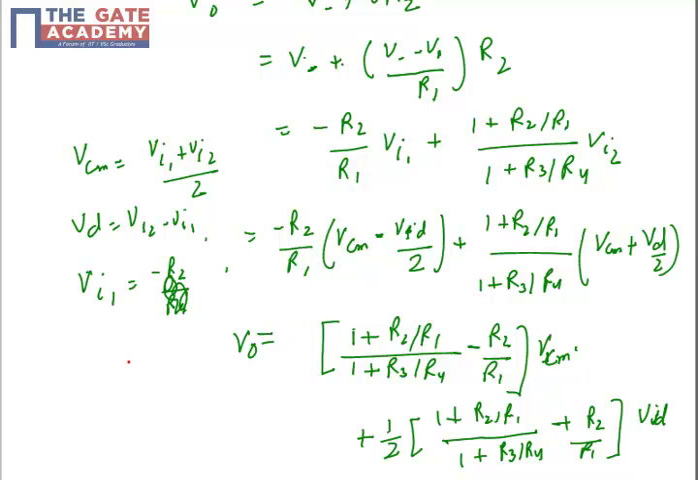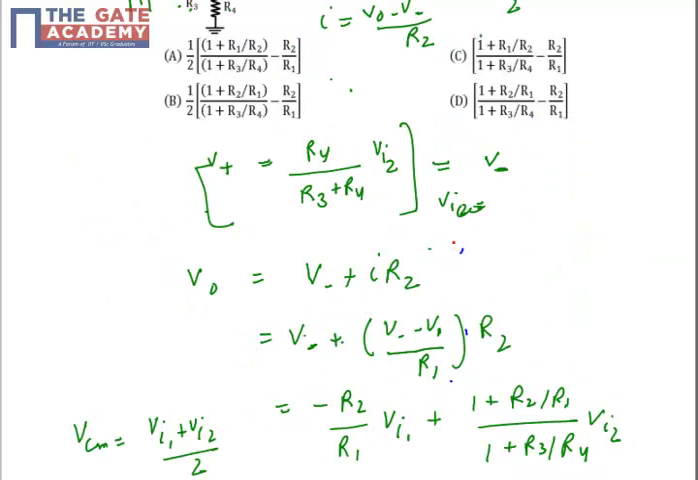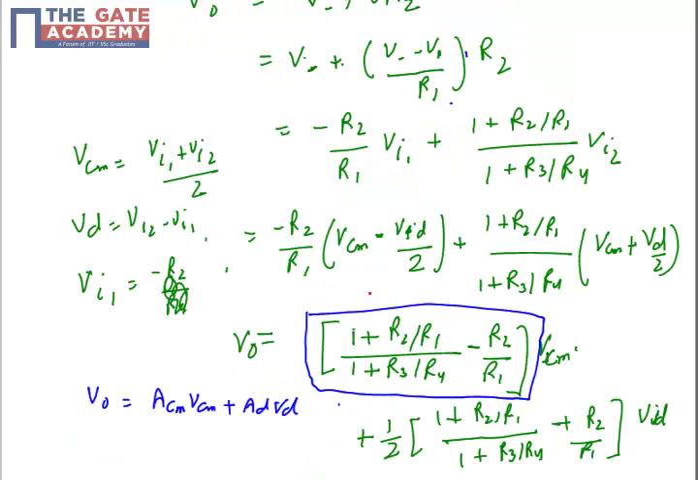From this we know that the output expression of the op-amp is given as V0 equals ACM times VCM plus AD times VD. So the common mode gain ACM will be (1 plus R2 by R1) upon (1 plus R3 by R4) minus R2 by R1. This is the expression for common mode gain, so option D will be the correct option, which matches the expression and is my answer.